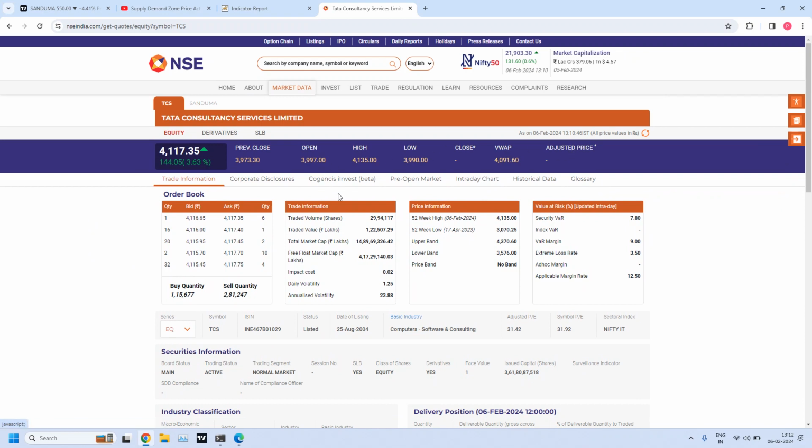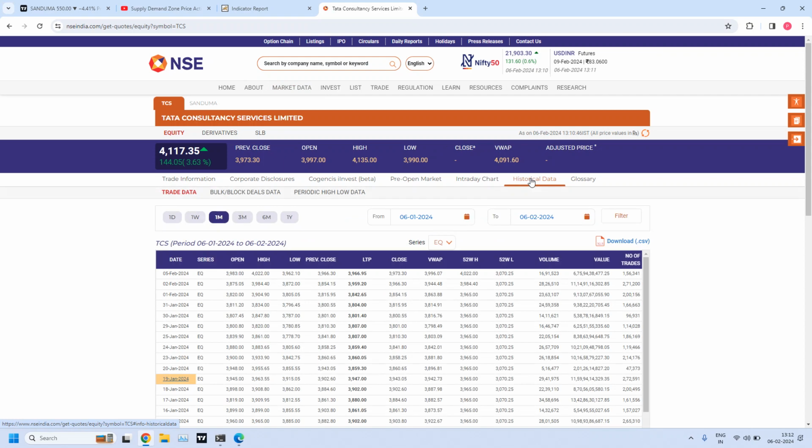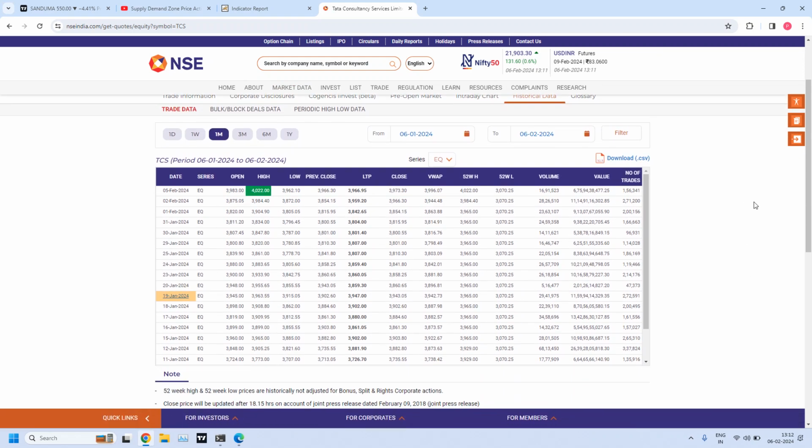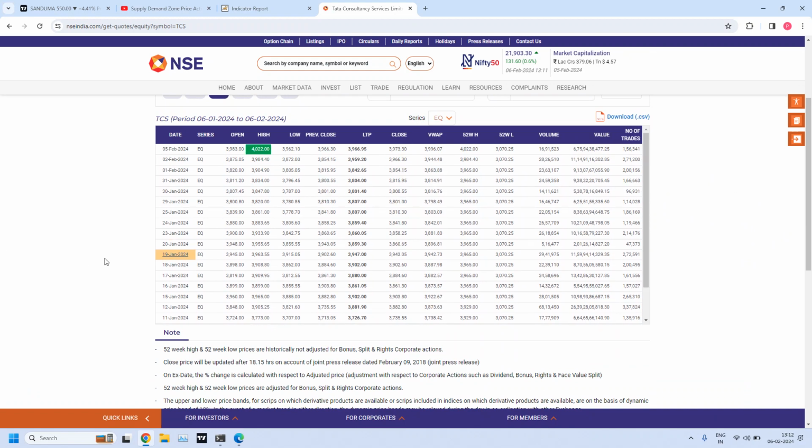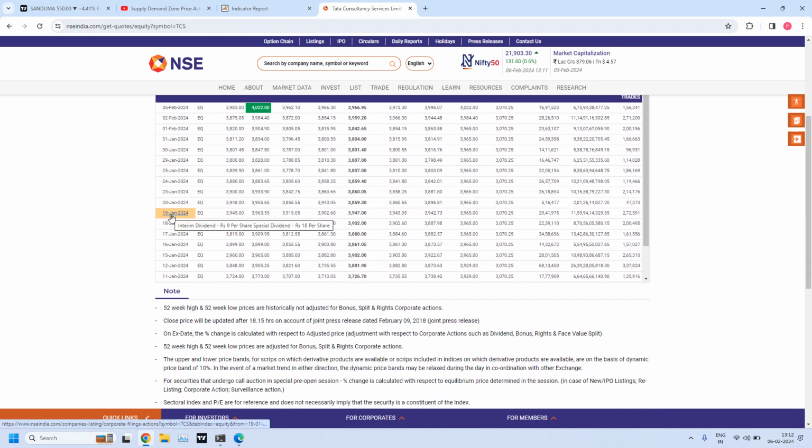Now let me select this historic data. See here we have historic data. Let me click on that. So this is the TCS data for the last few days. But if you observe on 19th January, TCS has given an interim dividend of rupees 9 per share, and apart from that they also gave a special dividend of rupees 18 per share. Two dividends TCS has given on 19th. So we have to adjust the price with both these dividends.